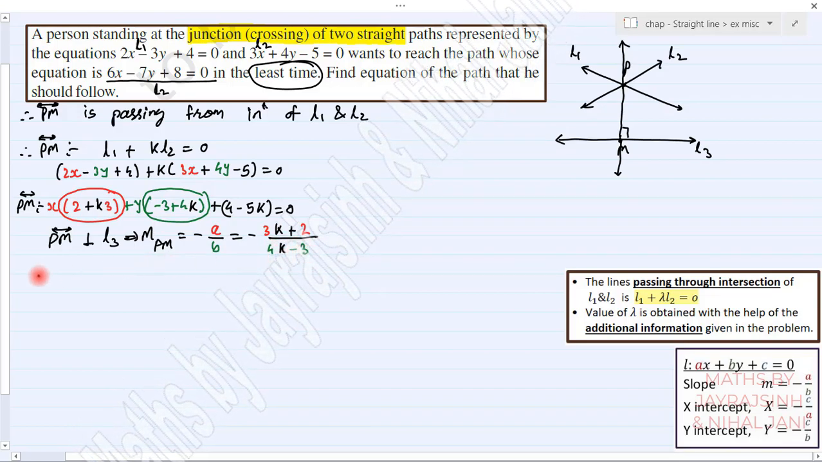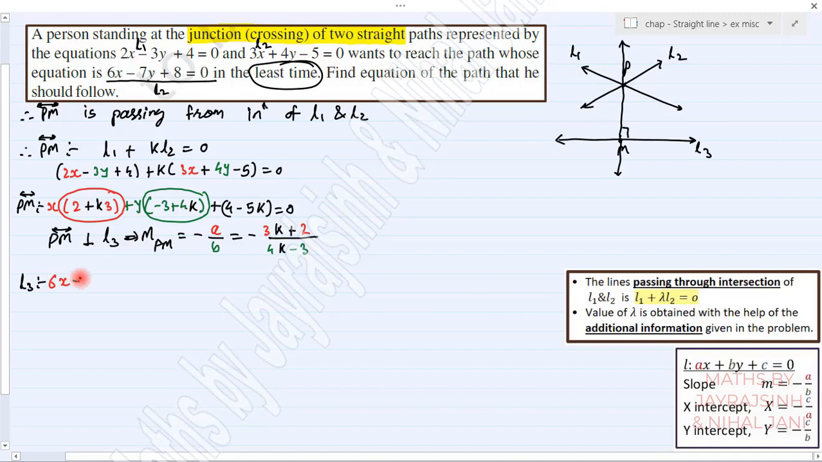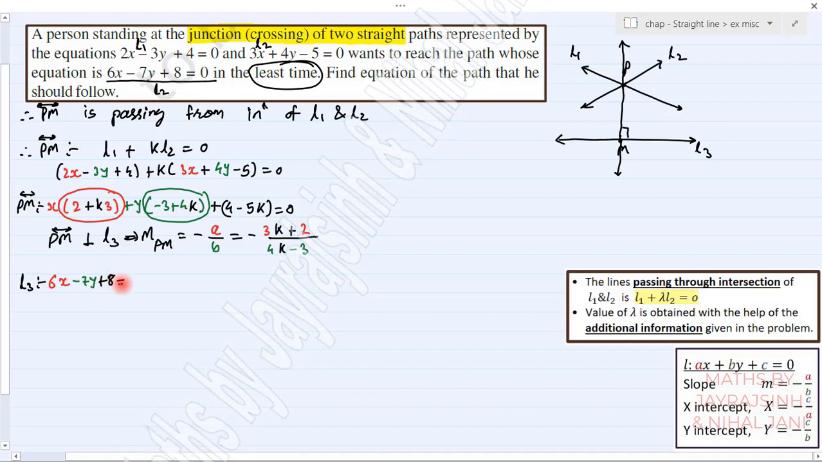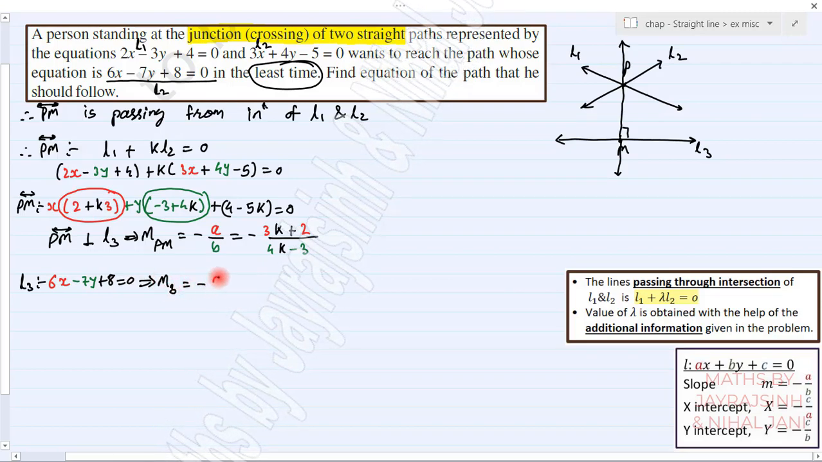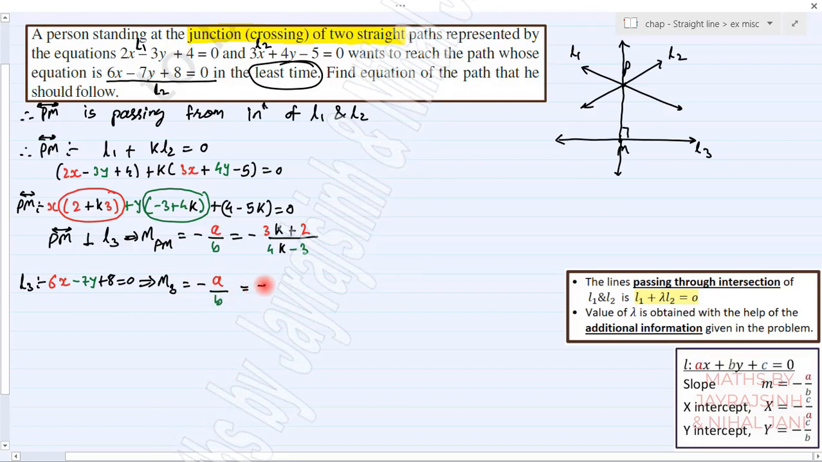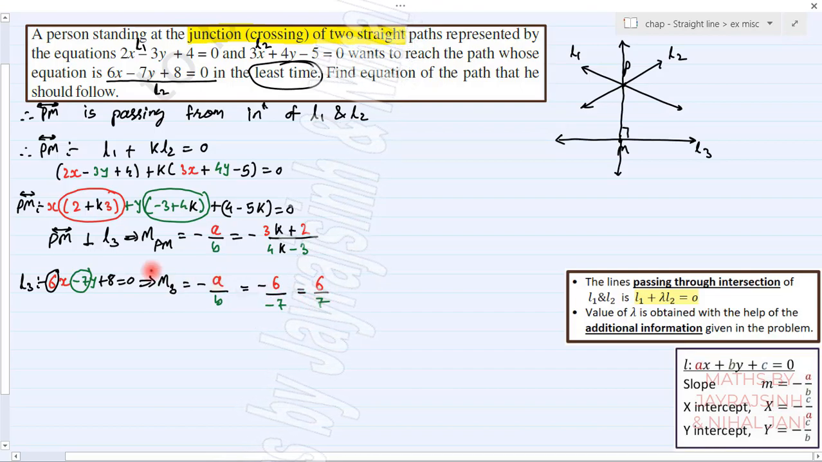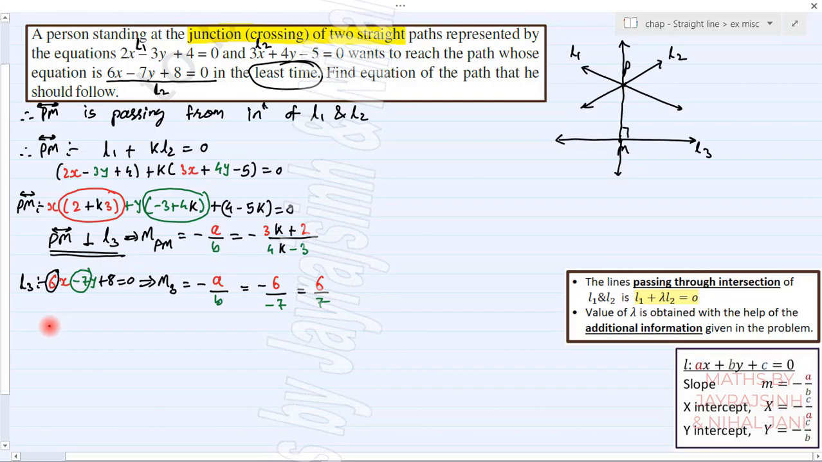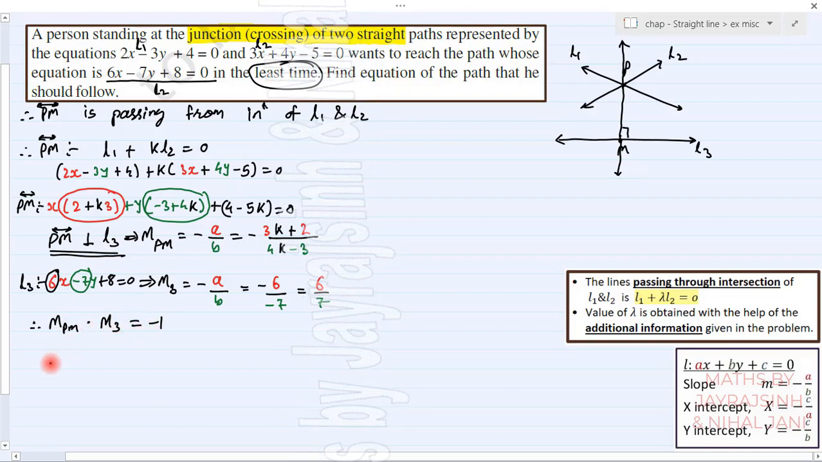To get slope of L3, let's write down equation of L3, which is given as 6x minus 7y plus 8 is equal to 0. So we can say slope of L3 will be given by minus A by B, or we can say minus coefficient of X, which is 6, upon coefficient of Y, which is minus 7, or we can say 6 by 7. Now, it is given that your PM is perpendicular to L3. So we can say slope of PM into slope of L3 must be minus 1.